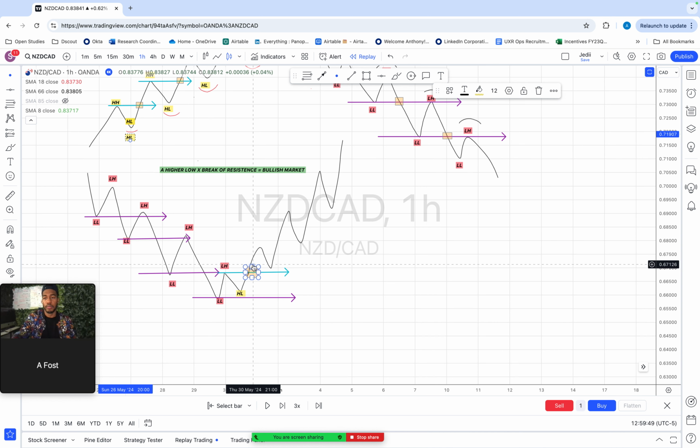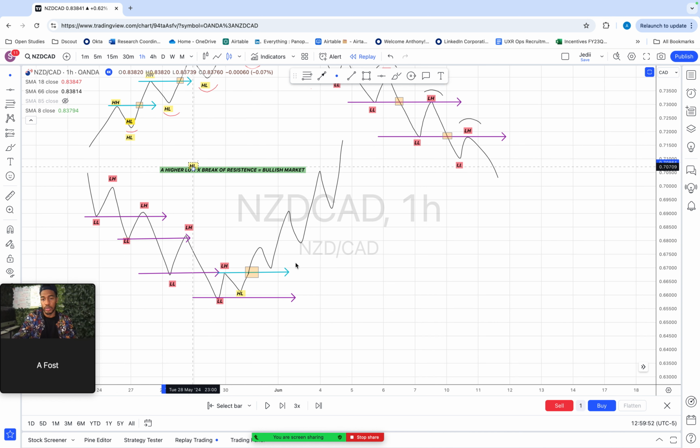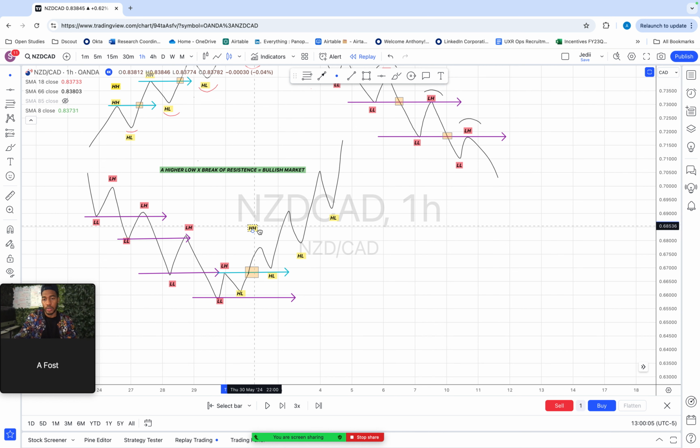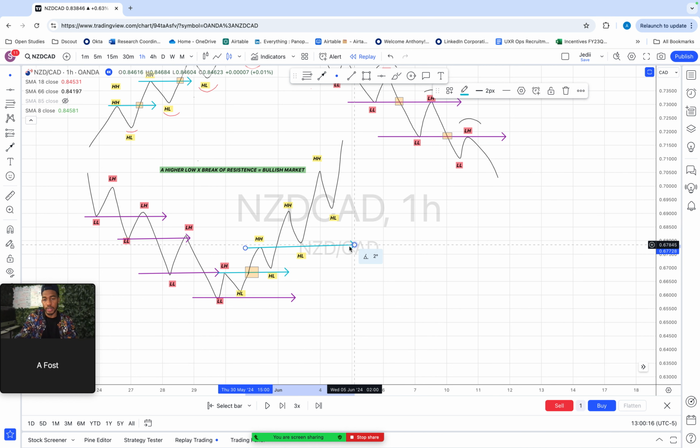Okay, so the market started creating higher lows and higher highs. And it was breaking out of these resistance levels. So remember, higher low times break of resistance equals a bullish market.